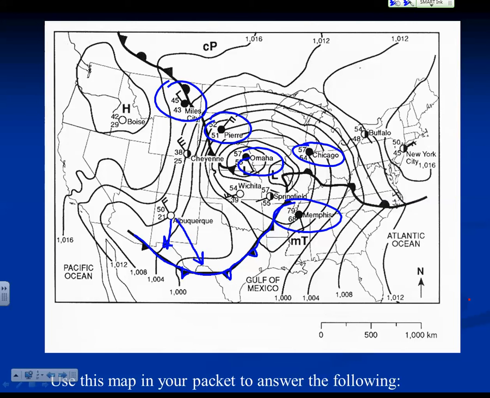So I see Memphis, they're still pretty far apart, like 11 degrees apart. Chicago, they're like 3 degrees apart, 57 minus 54. Omaha, they're pretty close, but not as close as, hey, look, Pierre, 52 and 51. Miles City, they're a couple degrees apart. This has the closest dew point and air temperature, so I'm going to pick Pierre because the air temperature and the dew point are almost the same, and it's overcast.